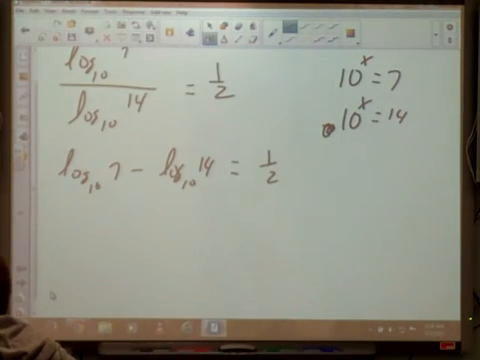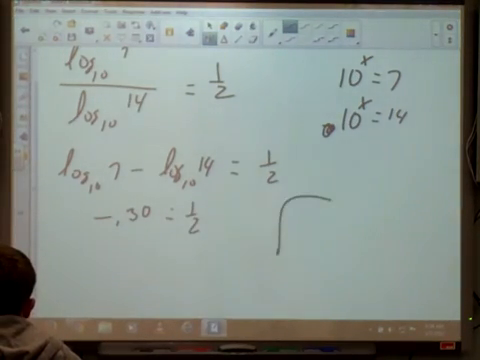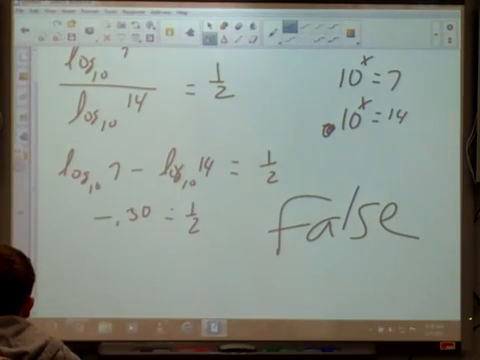All right, I was waiting on Katie to finish that. For her log base 10 of 7 minus log base 10 of 14, she got negative 0.30, and it keeps going. Is that equal to 1/2? That's one of those that's kind of a nasty trick problem. Because when I first look at it, I'm like, well, yeah, 7/14 is 1/2. But when you start taking the log of those numbers, that totally throws you for a loop.